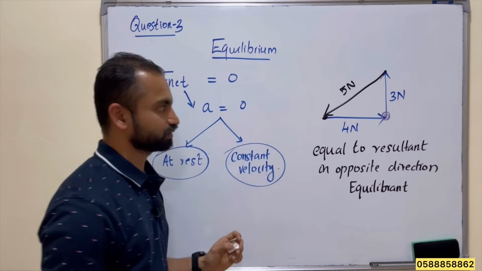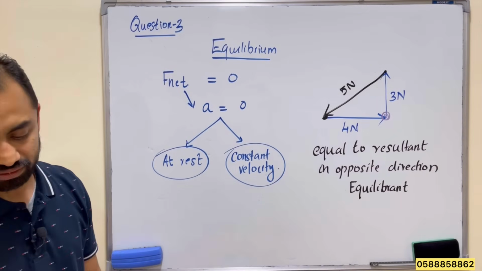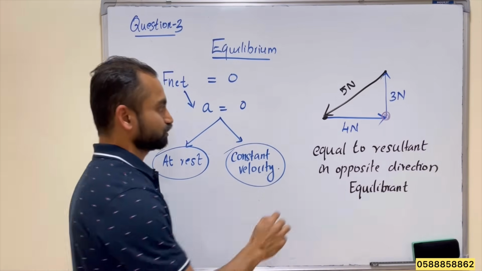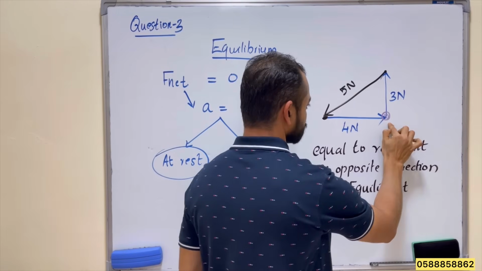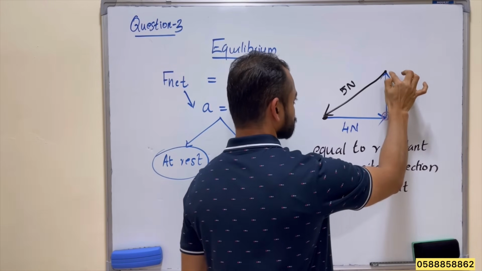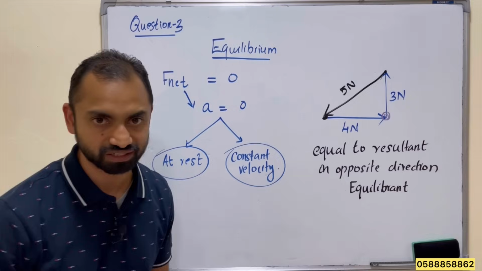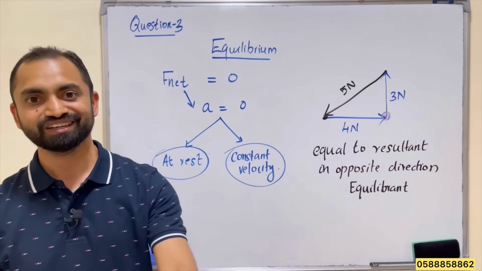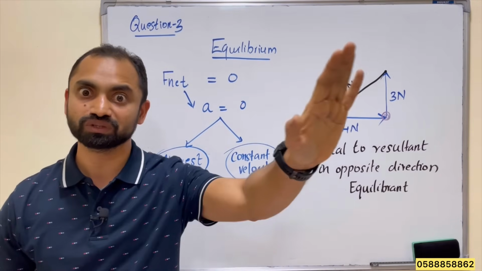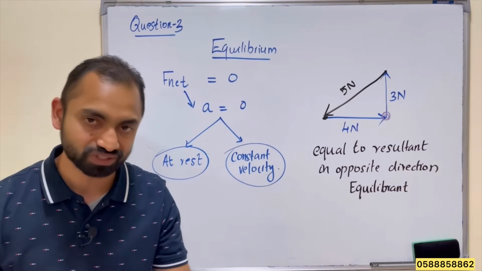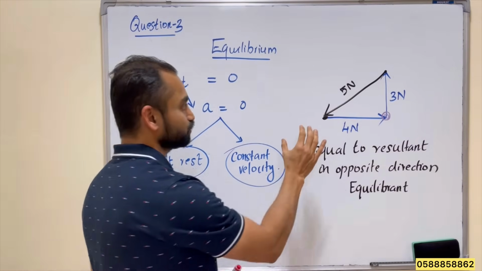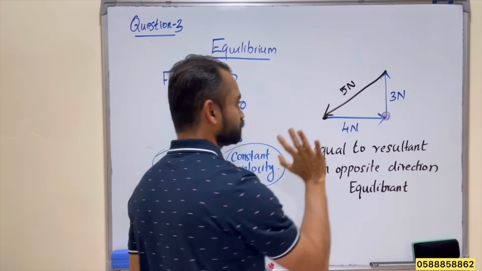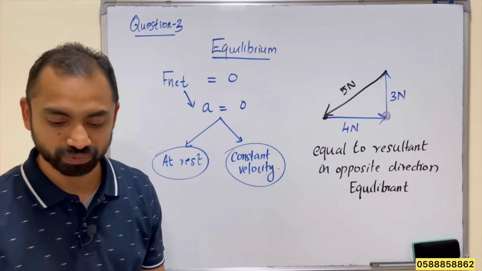Equilibrant. Okay. So now there are 3 forces acting. 4 Newton force acting to this side, 3 Newton force acting to this side, 5 Newton force acting to this side. That 5 Newton force is actually equal to the resultant force but opposite in direction. So now all forces are balanced. Now the object will be in equilibrium.